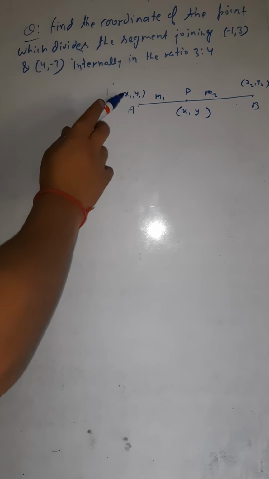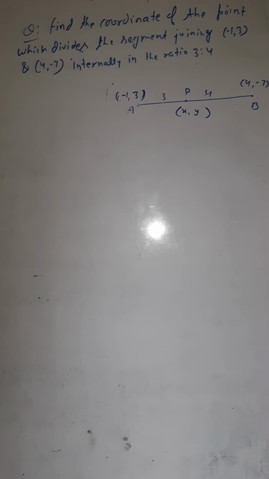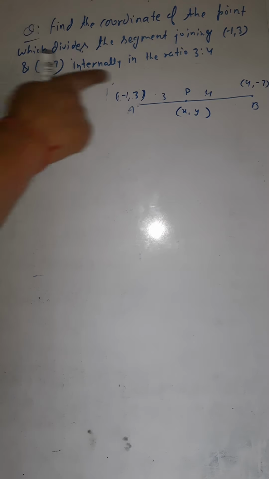Now you have to find out the coordinates of the point P, the value of x and y, which divides internally in the ratio 3:4. This ratio has been given here as 3:4. So this is how we will solve. The value of m1 is 3, m2 is 4, and x1 y1 and x2 y2 have all been given here. So let's write all these first.